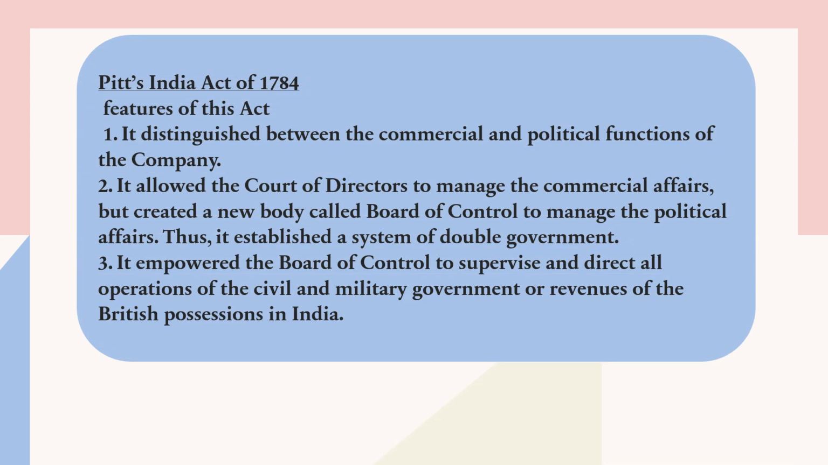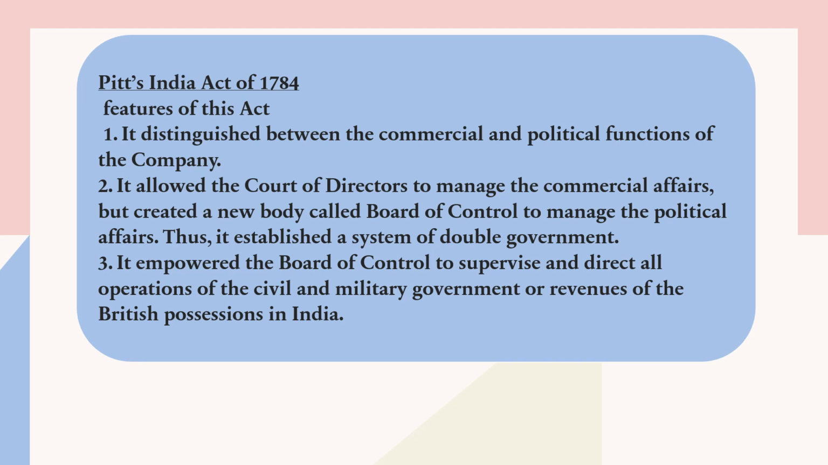Next one is Pitt's India Act of 1784. It distinguished between the commercial and political functions of the company. It allowed the Court of Directors to manage the commercial affairs and created a new body called the Board of Control to manage the political affairs. This system is called the double government.